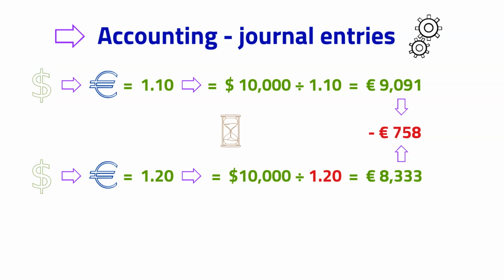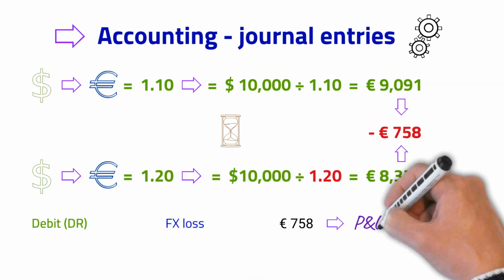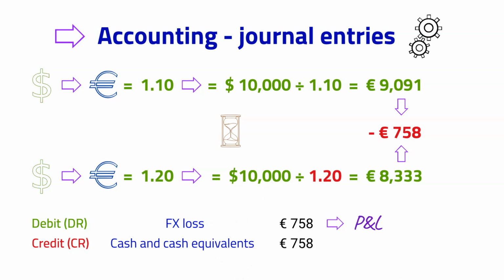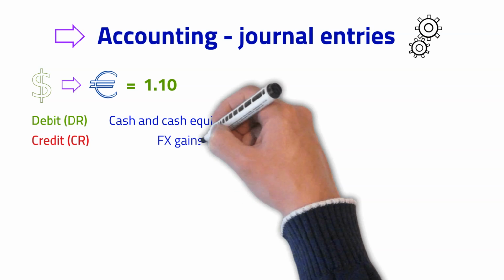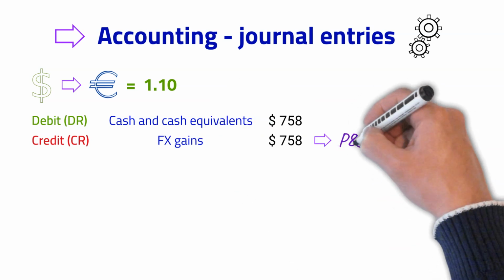And to reflect this forex loss, the journal entry would be debit forex loss 758 in the income statement, and credit cash and cash equivalents 758, a decrease in cash balances on the balance sheet. When US dollar recovers in value, you would record forex gain. For example, debit cash and cash equivalents 758, credit forex gain 758.